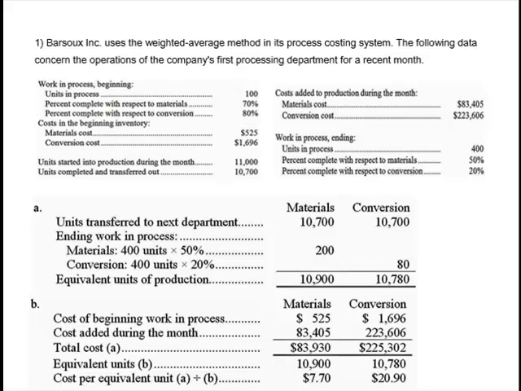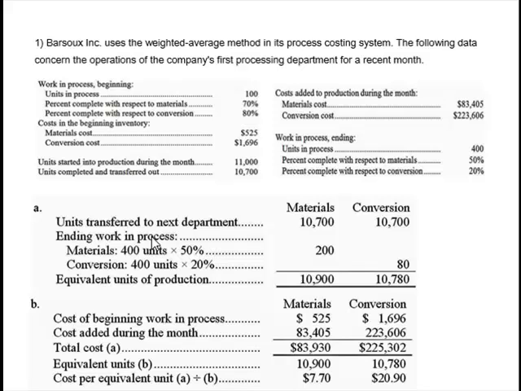So here we have a process costing problem. Barsu Inc. uses process costing, and up here we see all of the data that we need to solve this problem. The first thing that you're asked to do is to calculate the equivalent units of production. So down here in part A, we're going to make that calculation.